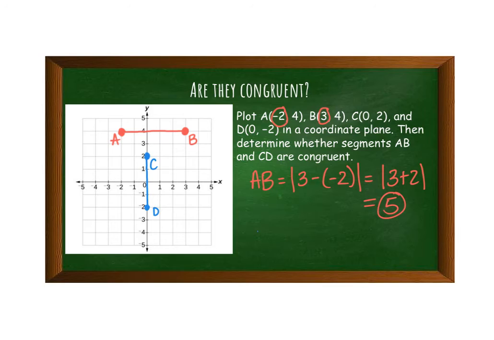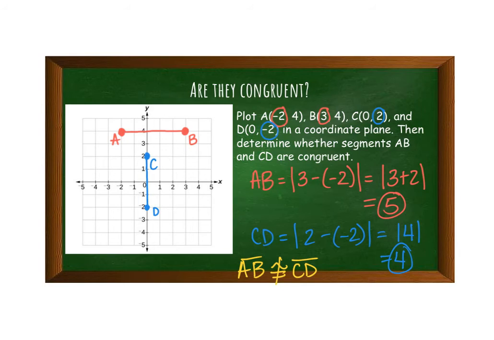And let's go ahead and do CD, which is the absolute value. It is a vertical line, so we're going to use the Y coordinates, and it is going to be 2 minus -2, which is the absolute value of 4, which is 4. 5 and 4 are not the same length, okay? They are not the same. So what can we conclude? Line segment AB is not congruent with line segment CD.